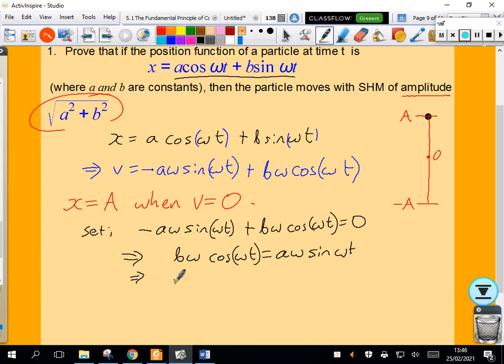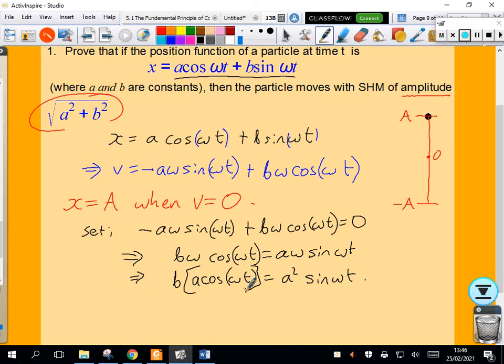So I'm going to get AB cosine omega t. I'm dividing on both sides by omega and multiplying on both sides by a. I'm going to get a squared sine omega t. Okay, so AB cosine omega t is going to equal a squared sine omega t. And actually, I want to take this first term on the left hand side, and instead of AB, I'm just going to rewrite that as b times a.